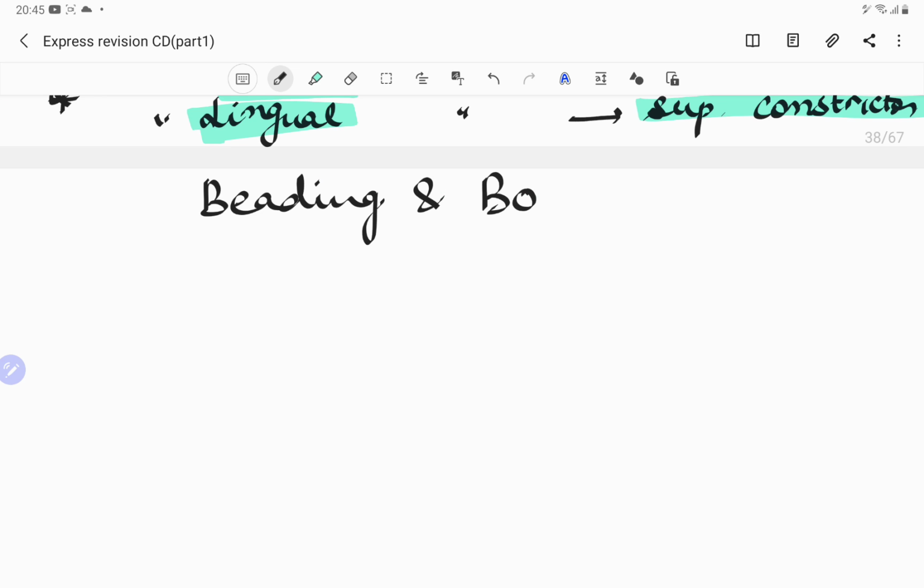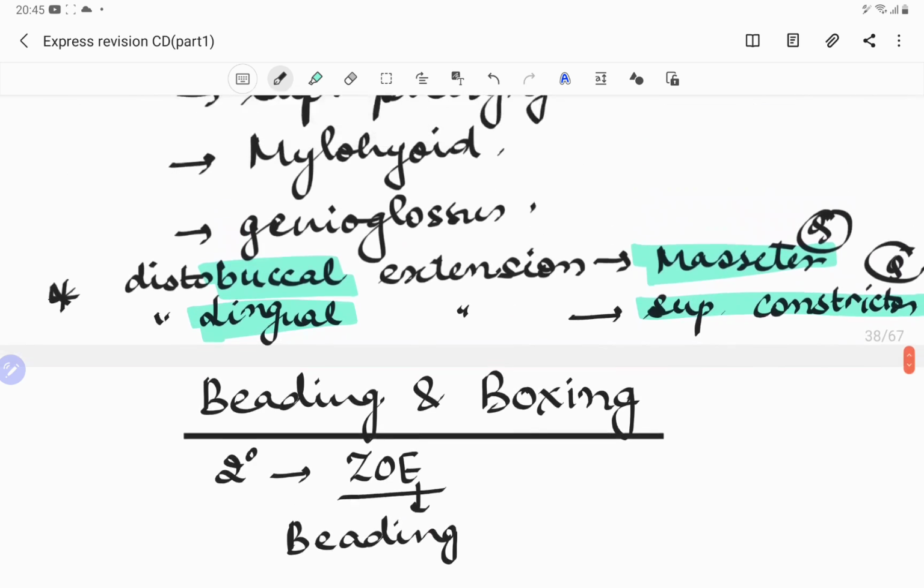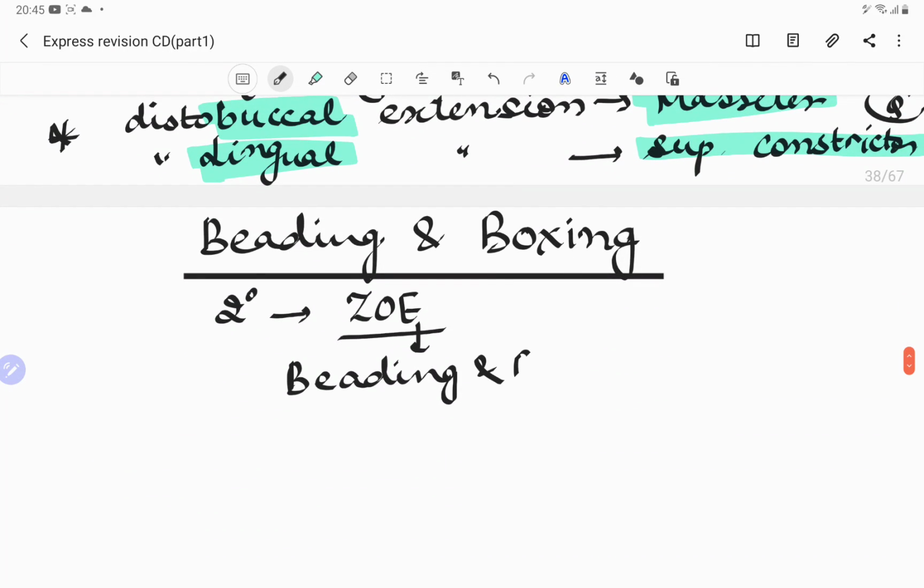So we do the beading and boxing and then we pour the secondary impression, right? So beading and boxing of the secondary impression is very important. While we are taking the secondary impression, most of the time we are taking zinc oxide eugenol impression paste, right? After that we are doing the beading and boxing of the ZOE. So beading and boxing of the ZOE can be done in 2 ways.